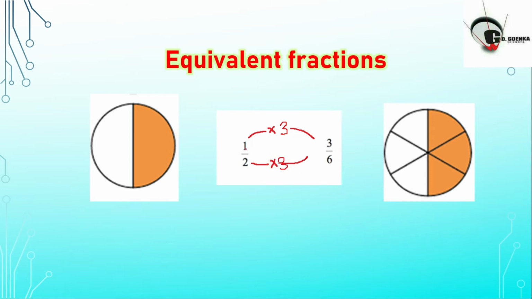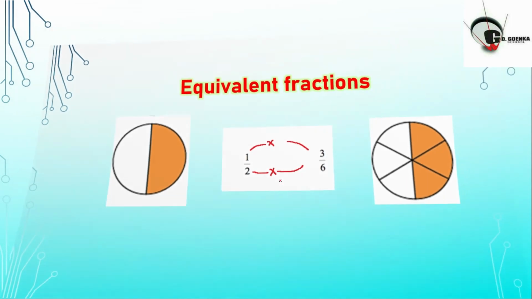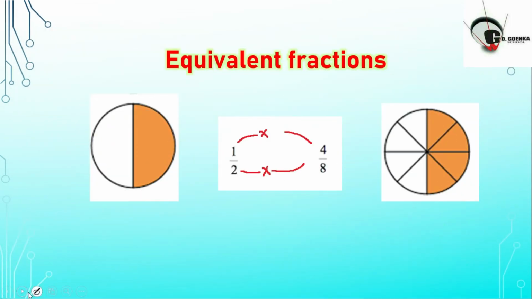Okay, so I will get 1 3s are 3, 2 3s are 6, which is equal. That proves that they both are equivalent fractions.